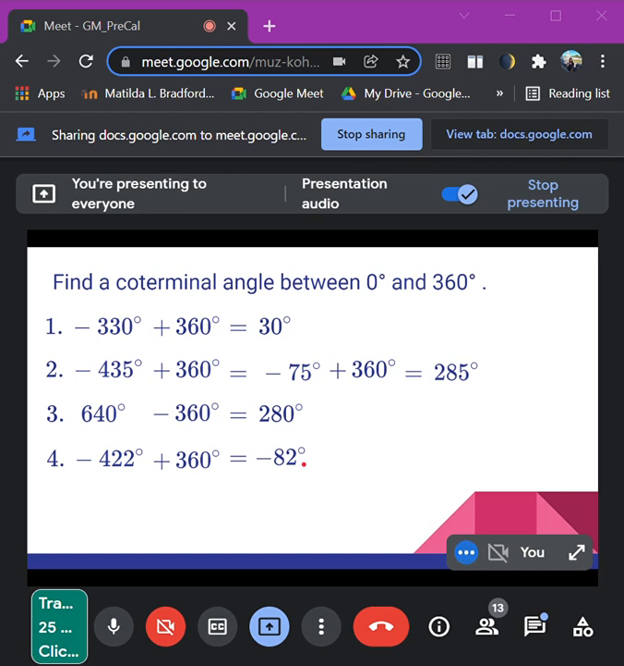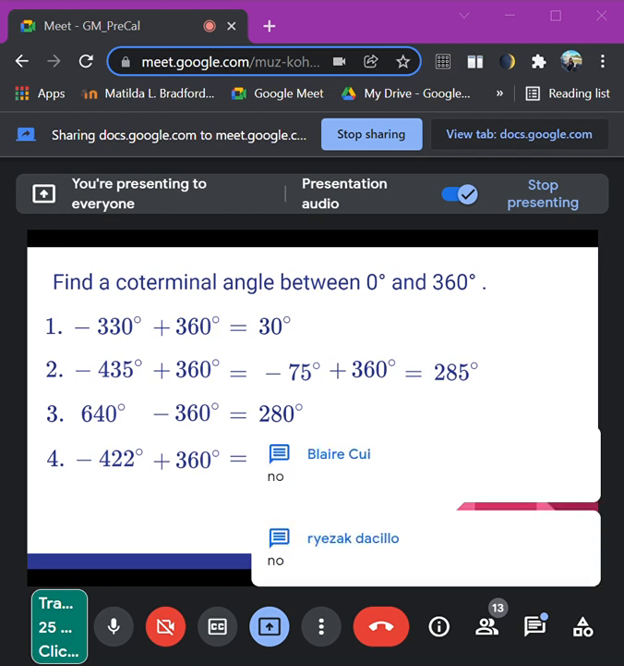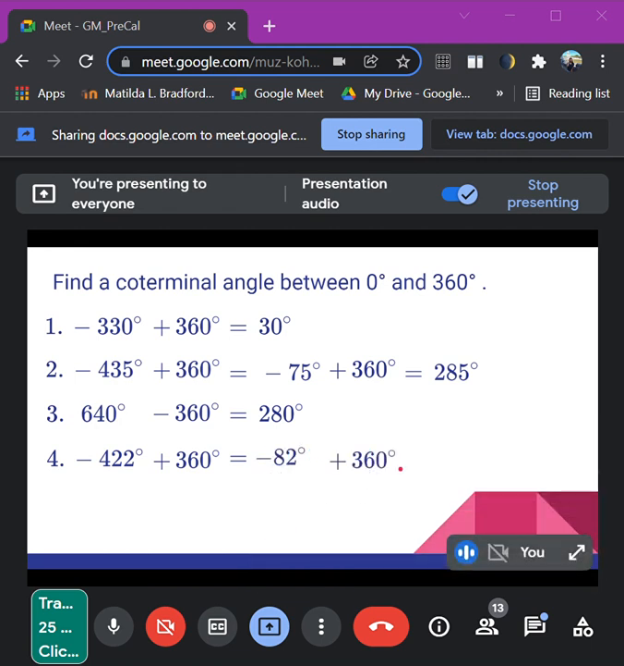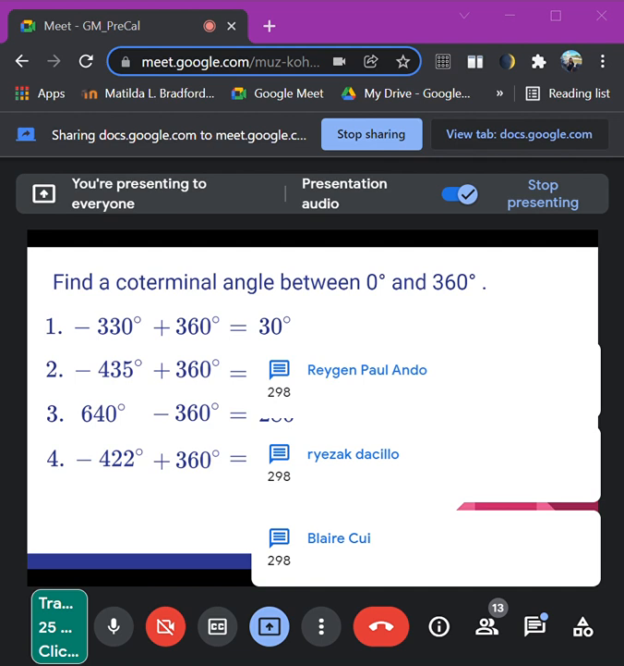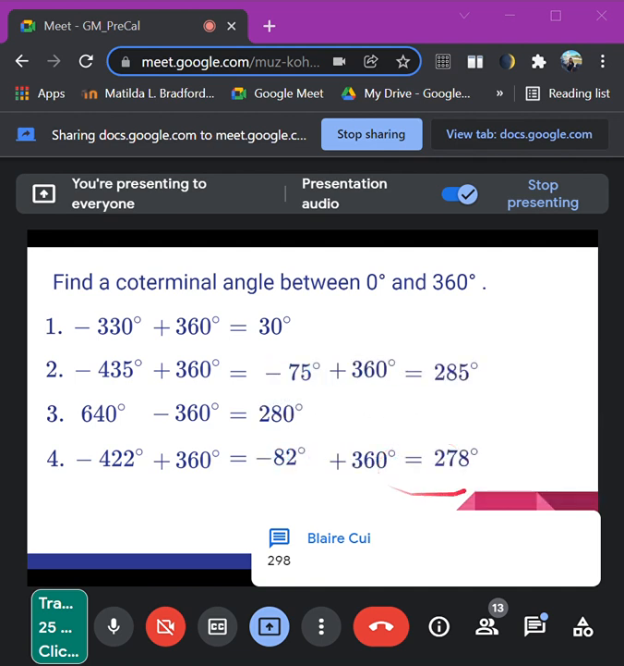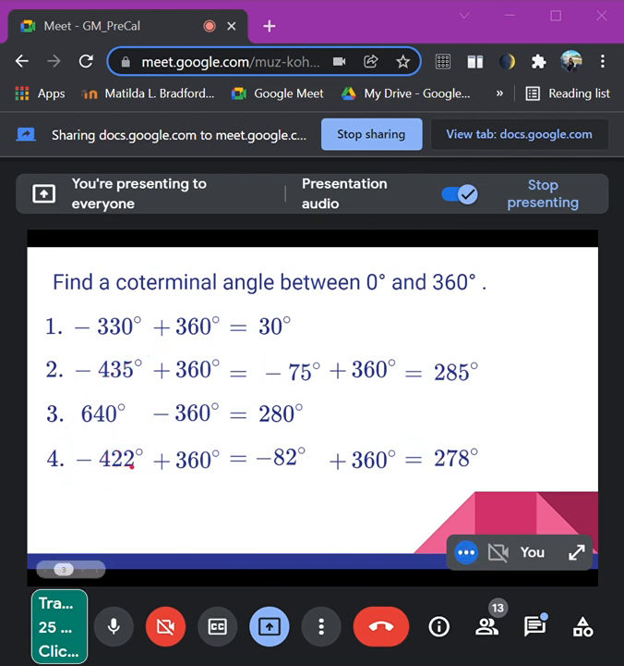Now, is our negative 62 the final answer? Okay, so what are we going to do next? Okay, we're going to add 360. So if we add 360 to negative 62, what is the answer? That is 298. Sorry, I also made a mistake in the given, it should have been negative 442. But anyway, the answer is 298.